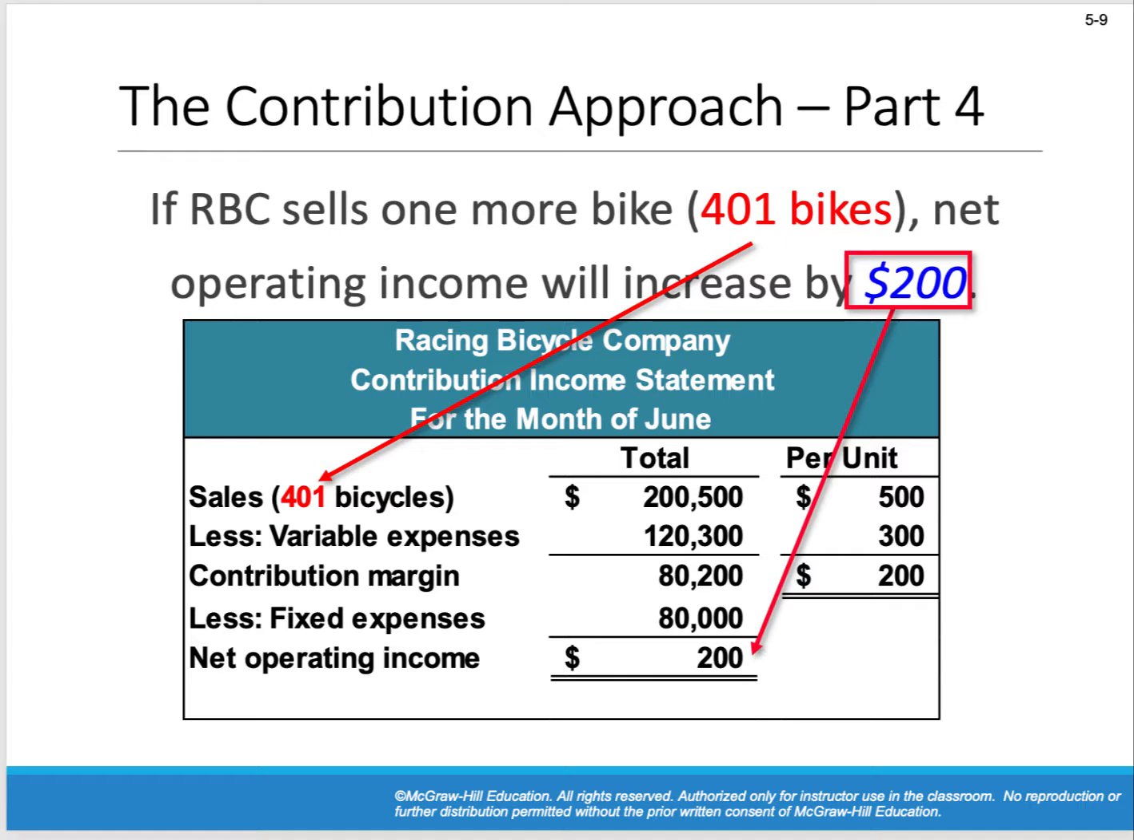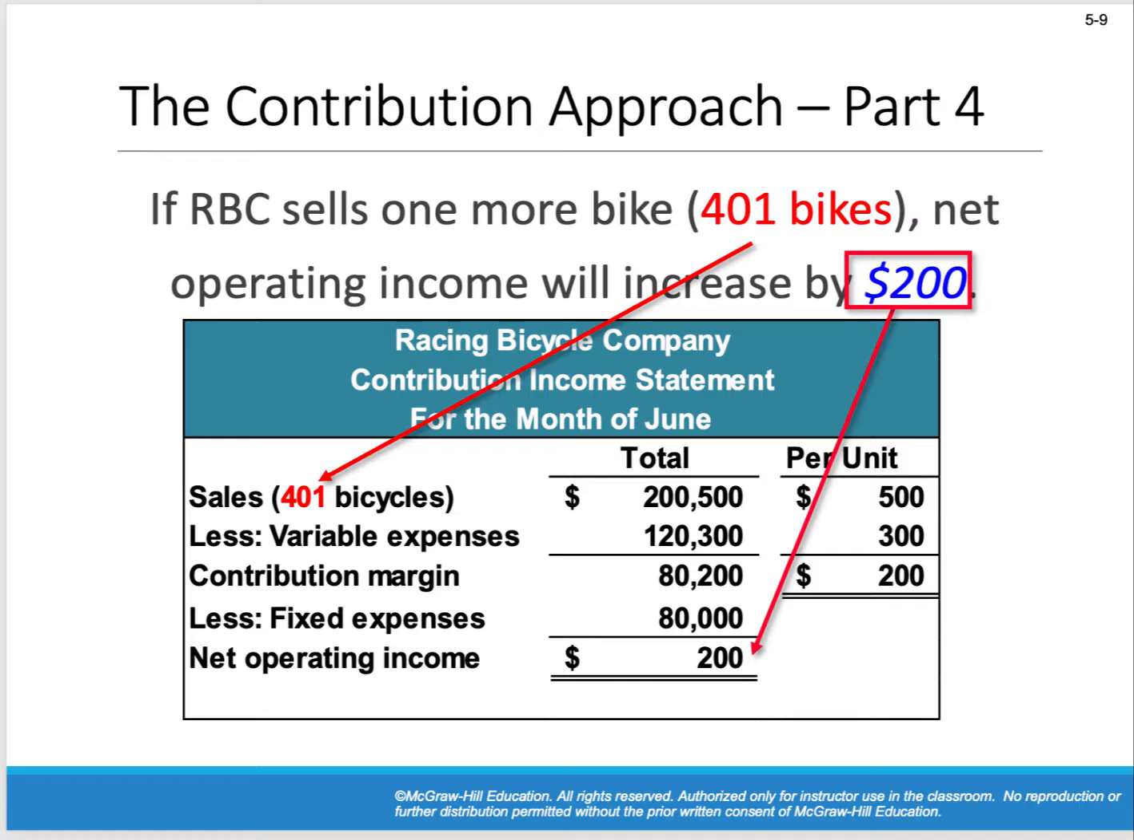We need to subtract out variable expenses. We have $120,300. How in the world did we get that? Guess what? We took the per unit variable cost, multiplied it by the sales volume, which is 401. That gives us $120,300. When we subtract that variable cost from our sales, we get the contribution margin.